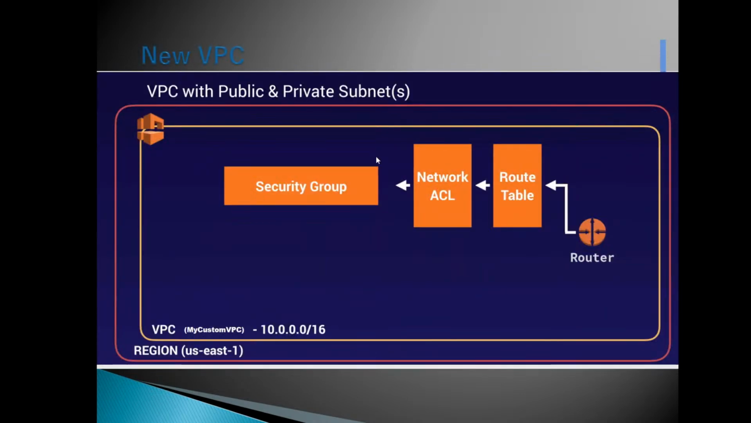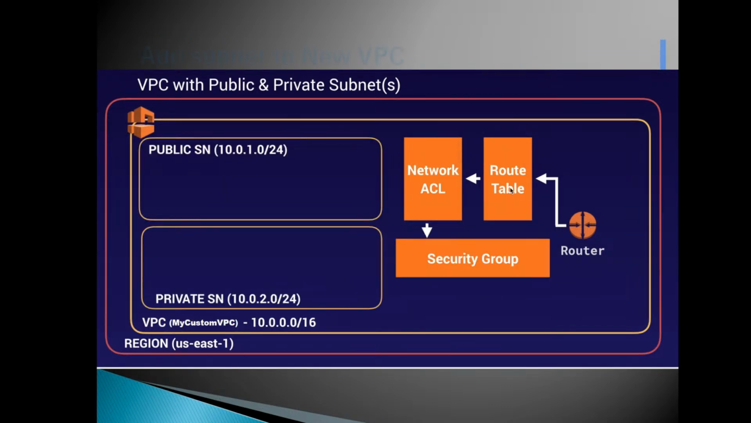Whenever we create a new VPC, by default a security group, NACL, and route table are created. Then we added two subnets with the IP ranges 10.0.1.0/24 and another one 10.0.2.0/24.